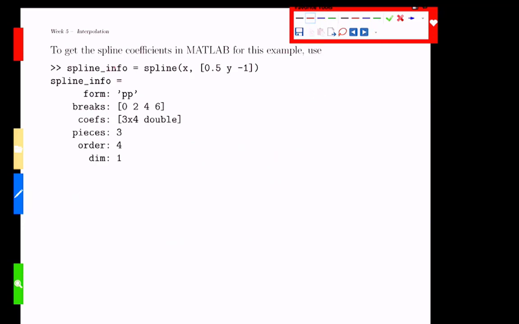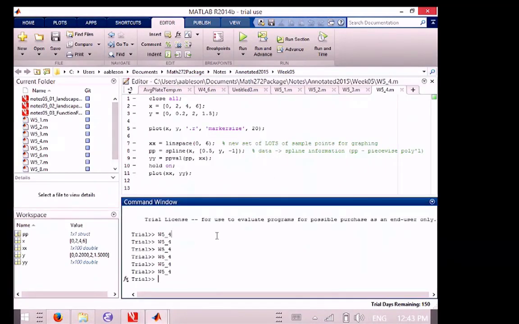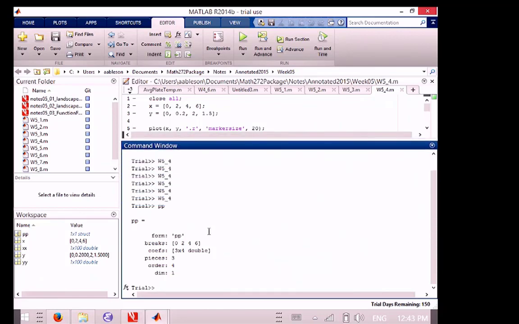So here I call it spline info. Let's just take a look at it. We call it PP here without the caps. PP. There we go. So we looked at this briefly last class. We're going to look at more detail today. If we look at our data points at the very top, x was 0, 2, 4, 6. Notice that we have breaks 0, 2, 4, 6. And pieces, number of pieces, would be how many intervals we have.